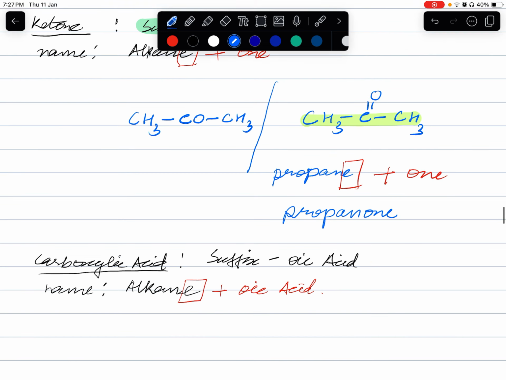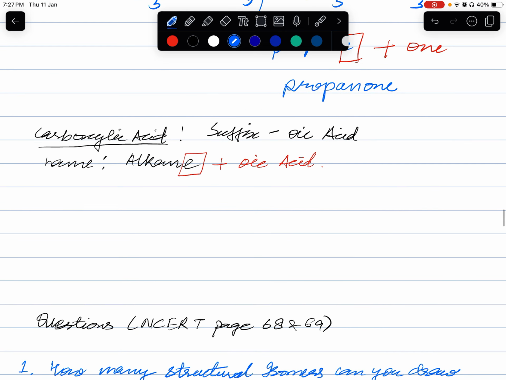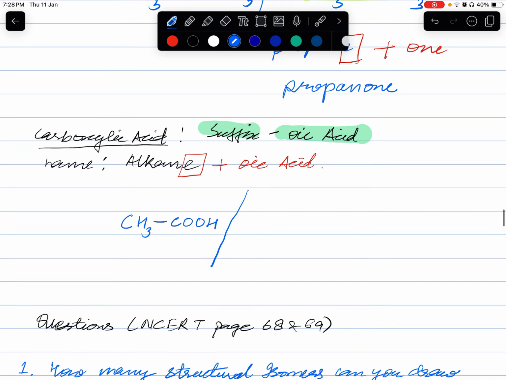Fine. Next class of compound is carboxylic acid. In case of carboxylic acid, the suffix will be oic acid. And the same rule is applied. So to understand this, I am writing here a very simple example. I am writing here CH3COOH. It is the simplest carboxylic acid we use in day-to-day life, that is acetic acid or vinegar. And we can write this structure as carbon, it is forming a double bond, then we have the OH group.